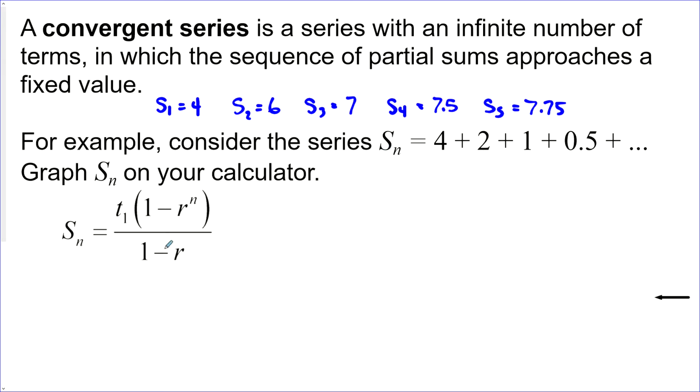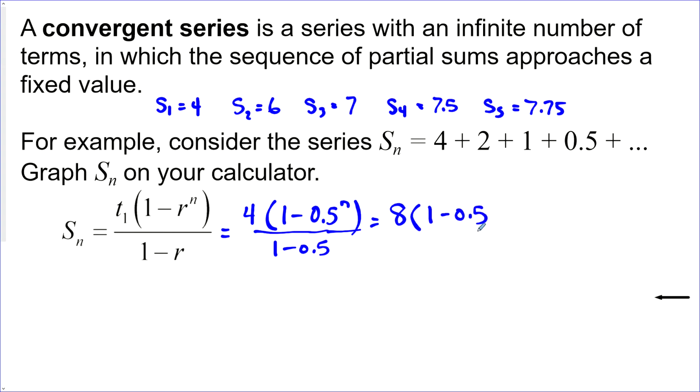Let's actually try graphing this in our calculators to see if it does really approach a certain number. So our T1 here is 4, and we have 1 minus the R value, the common ratio, and that would be a half, or 0.5, to the power of n. In our calculator, we're going to make that x. And then in the denominator, 1 minus 0.5. Now we can simplify this because 1 minus 0.5 is just 0.5. If we're dividing by 0.5, that's like multiplying by 2. So this can be written as 8 times 1 minus 0.5 to the power of n.